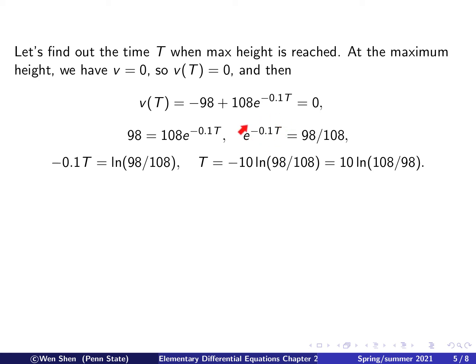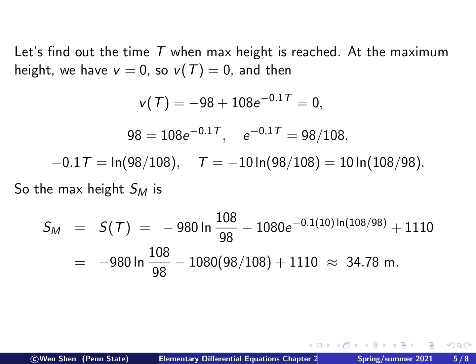Then we know the exponent here is the natural log of this. So we get this. And then we can divide both sides by -0.1 and get that t is -10 times that, which we know this number is less than 1, so it's negative. So we can write 10 times ln of the inverse of this number, so 108 over 98. And then we know this is a positive number. Of course, you can hit the calculator and have it, but let's wait until the end.